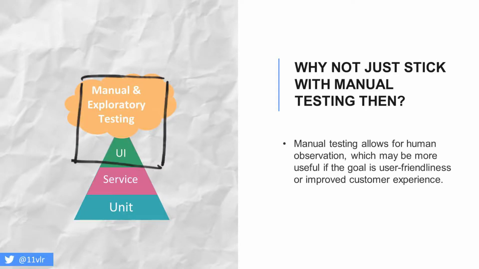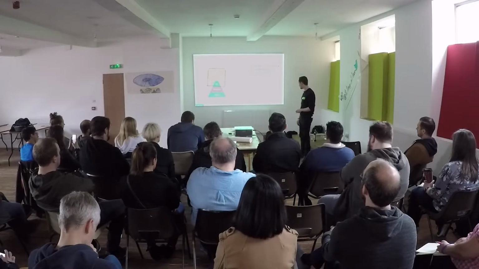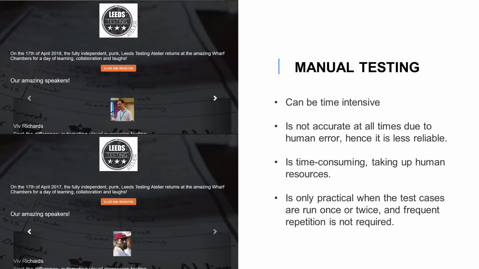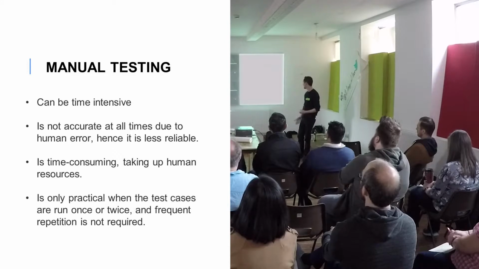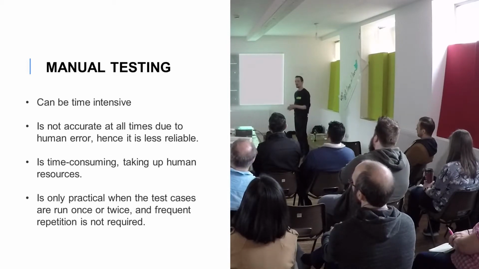So why not just stick with manual testing then? UI testing does take a long time, and manual testing allows us for human observation. The problem is that it's time intensive. It's not always accurate, as I've touched on, and we're human, we make mistakes. And it's time consuming. While you're manually checking through something, you're stuck on that task. You can't go off and do something else.